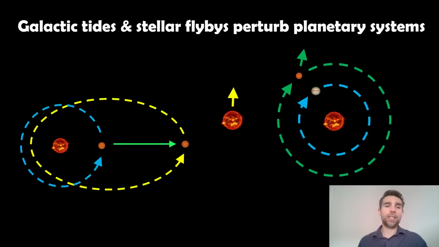So why is it doing that? Well, galactic tides can obviously perturb orbits. You can actually alter planetary orbits.